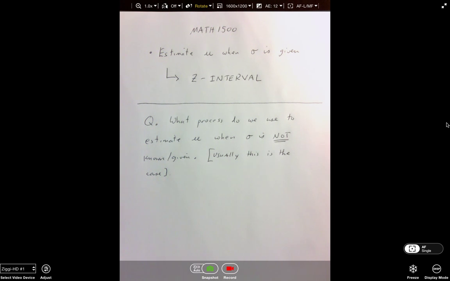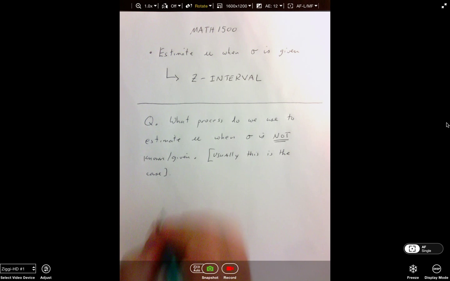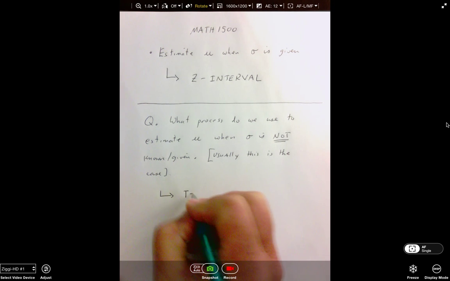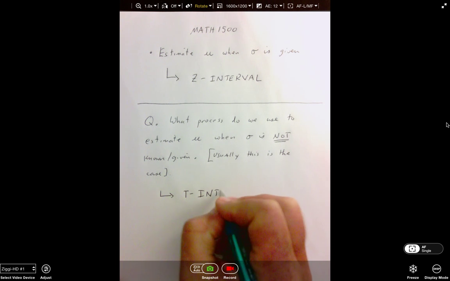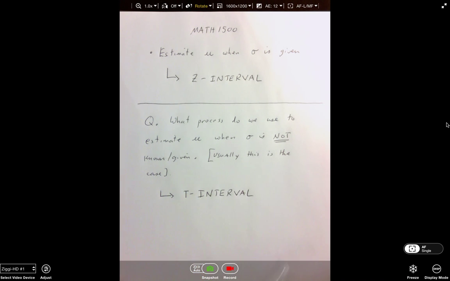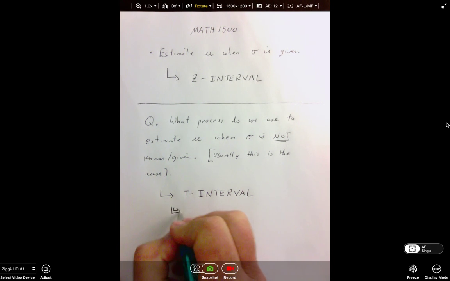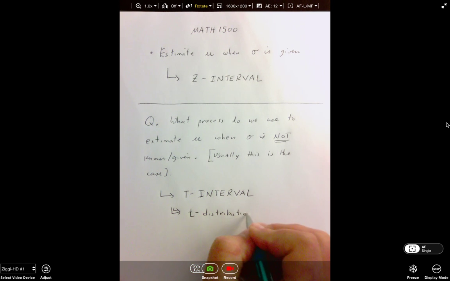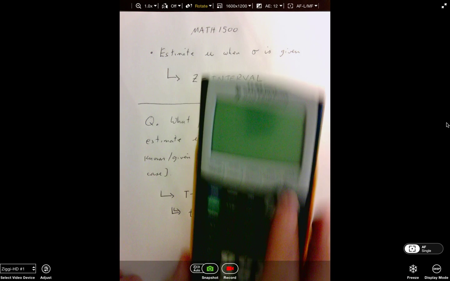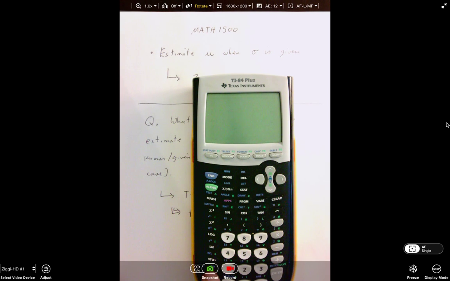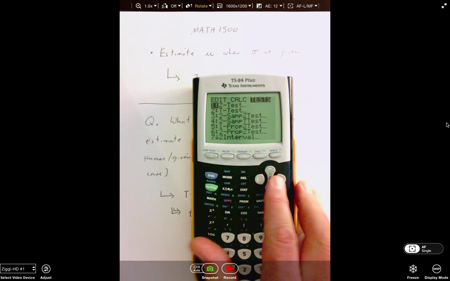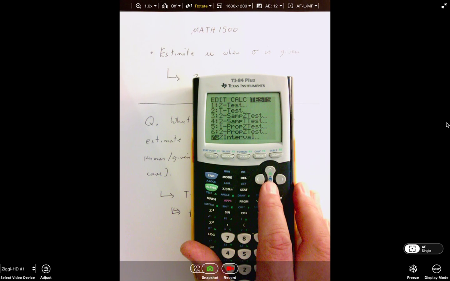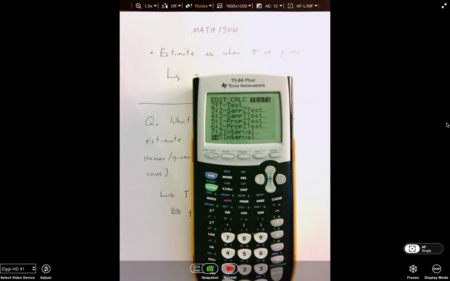Well, what we do, guys, is we bring in a new type of distribution and a completely different type of interval, and we use what's called the t-interval key on our calculator, which depends on what we call the t-distribution. Just to give you an indication of what's going on, let me bring up the calculator quickly. Previously we used number 7, which was called the Z interval. If you came down just one more, you'll see the T interval.